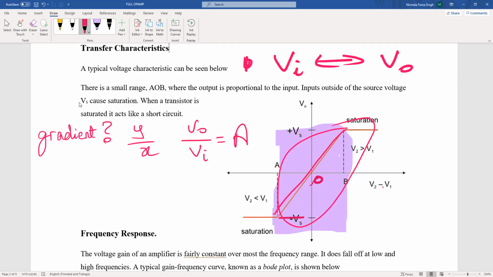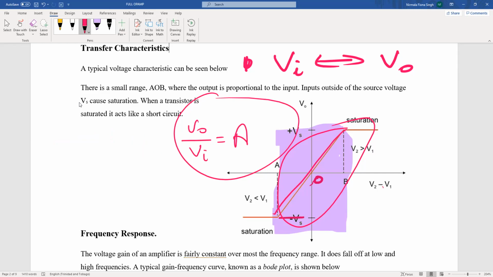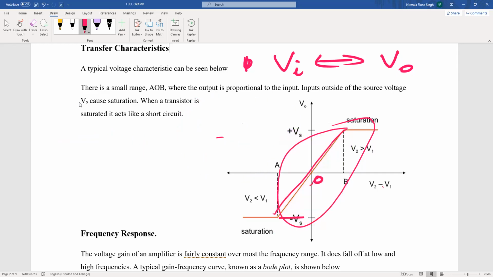Look at the number of ways we can find gain in these topics. You can look at the gradient of the line. You can compare your resistors. We can look at the resistors inside of the amplifier. All of these things tell us what the gain is. Or you can plot a graph, find the gradient of the slope, and you get your gain. Multiple ways to find the same thing in this topic.